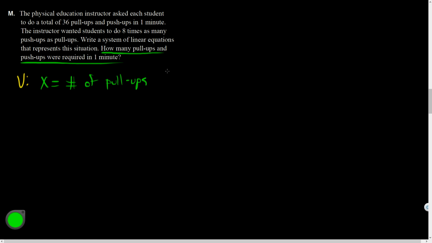All right, that would be one variable. And that's the number of pull-ups is my units. And Y equals the number of push-ups. All right, so there's my variables. And now what I'm going to try to do is read through this problem and look for some facts to combine with my variables to write some equations. So let's see. The physical education instructor asked each student to do a total of 36 pull-ups and push-ups in 1 minute. I have a feeling that one isn't actually necessary because it was kind of eliminated by that. Okay? So yeah, what are our thoughts?